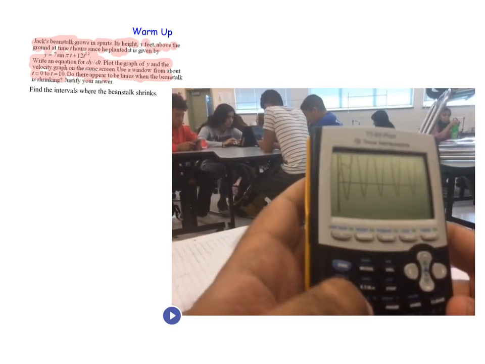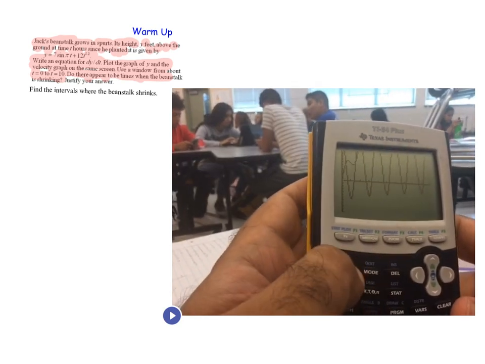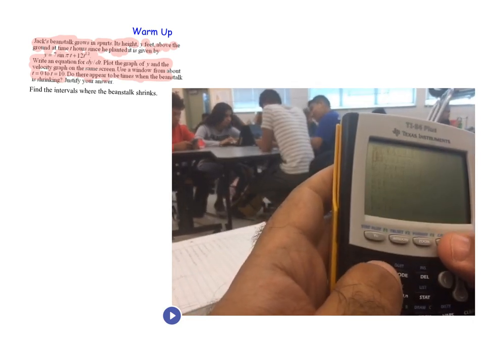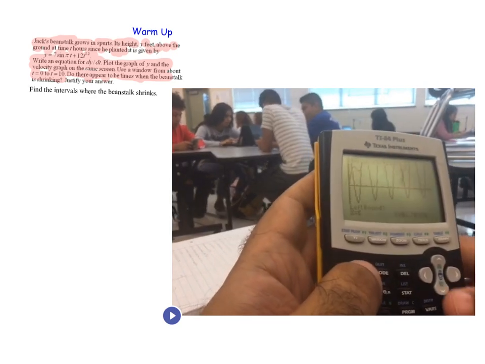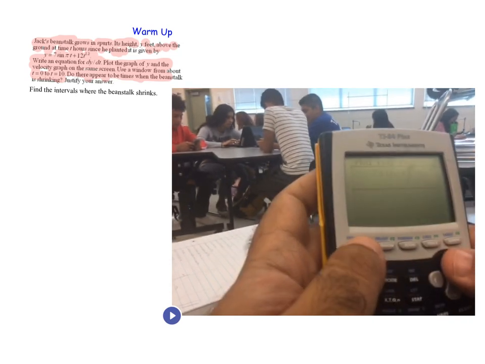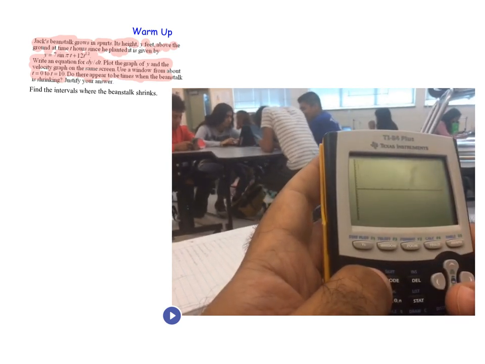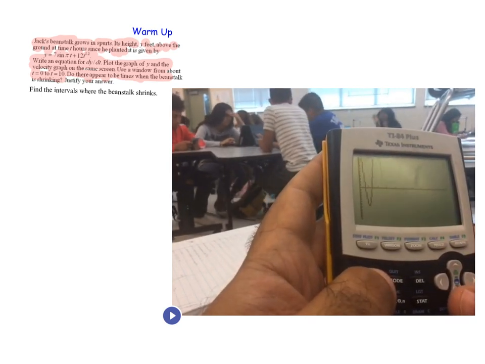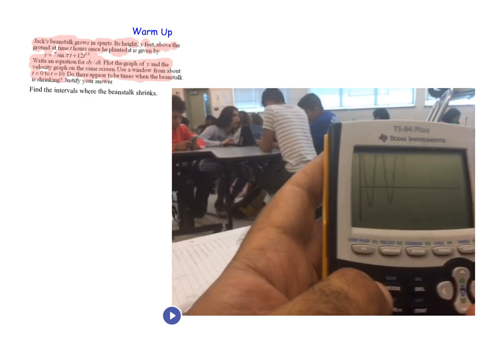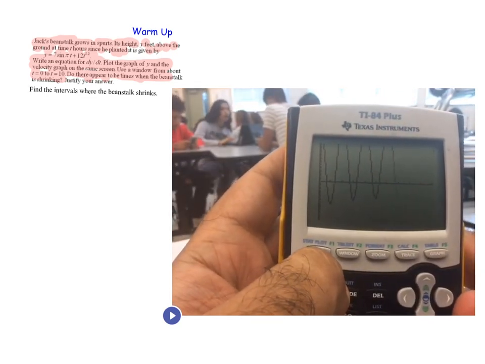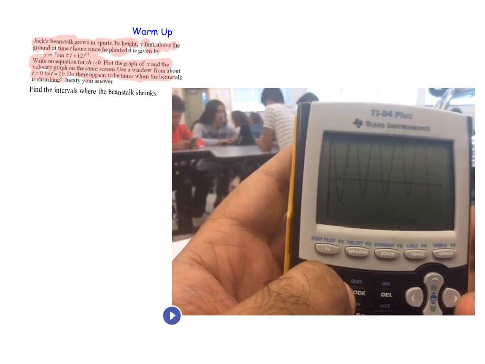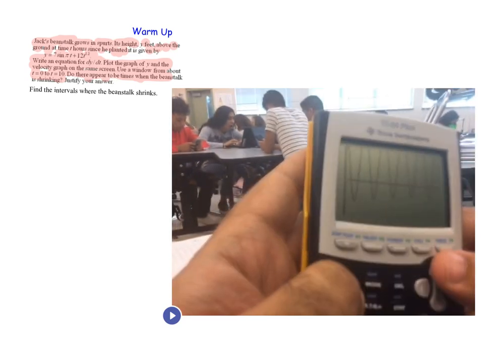Alrighty, finding out when it's negative is very easy, especially with the calculator. You pretty much go calc, find a zero, and then left bound. Where is it? Well, first let's go to the y and deactivate this one because I don't care about that one. And now we have the derivative. You can tell I don't really care if the entire function is on the graph, because I only care about when it's negative.